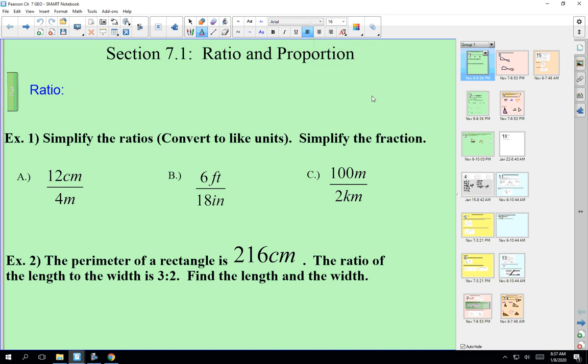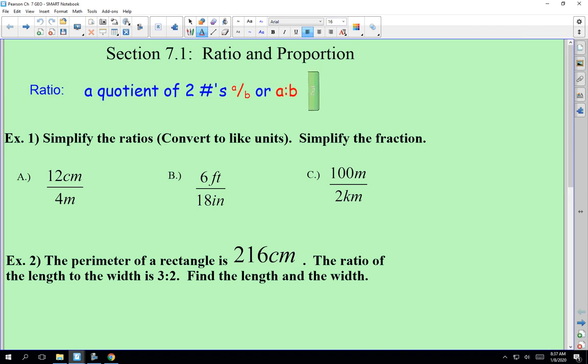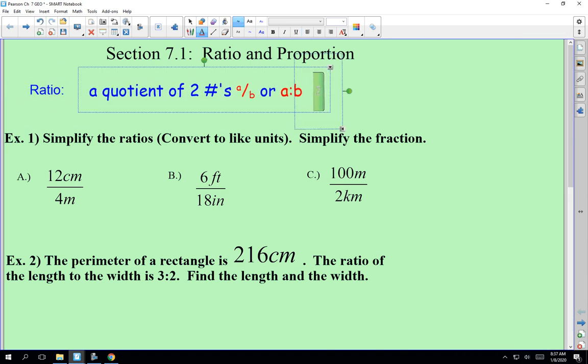All right, so 7.1, ratio and proportion. A ratio is a quotient of two numbers, A over B, or sometimes you write it A colon B. But if I were to use just a single word in place of ratio, I would say it's a fraction. Usually in math, we write ratios as fractions. Sometimes, like when we're talking about scale models, you'll see it written with a colon in between.